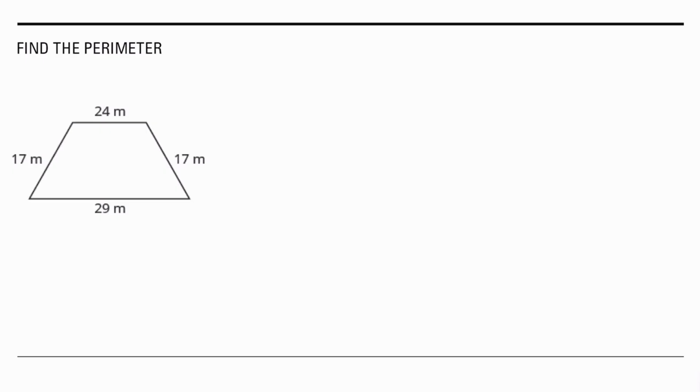Same thing here, we're in meters, so 24, 29, and then 2 17s. Add them together. 4 plus 9 is 13, plus 7 is 20, plus 7 is 27. 2 plus 2 plus 2 is 6, plus another 2 ones is going to be 8. And so we end up with 87 meters.